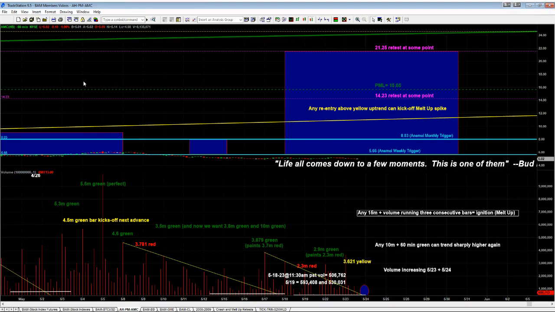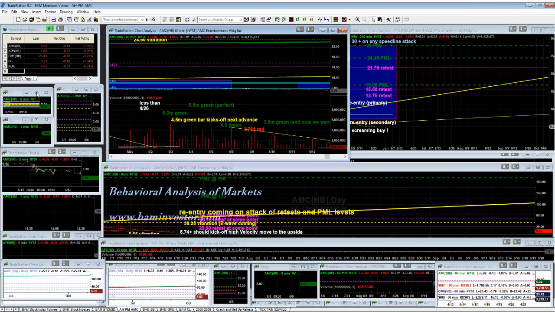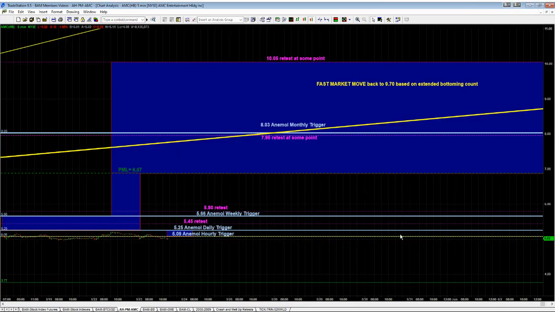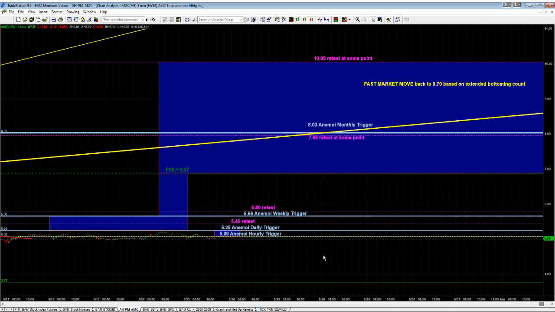Last quick glance at the 5-minute, and then I'll wrap this up. So here's what things look like, just for some perspective as far as triggers. And this is a complete slingshot setup, but we do need that volume to start to come in for us. The Anemoi hourly trigger is sitting here at $5.09. You can see how hard they're trying to pin this thing.